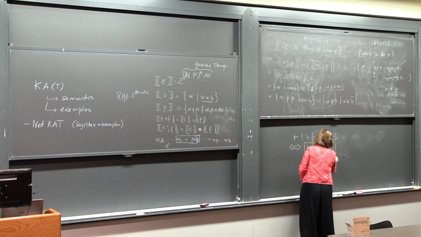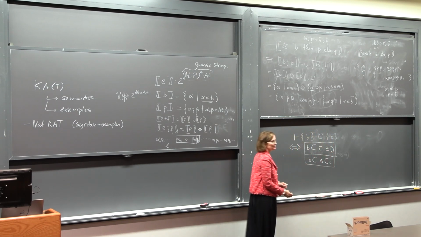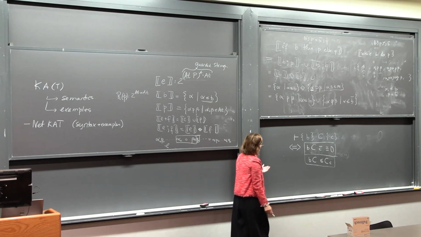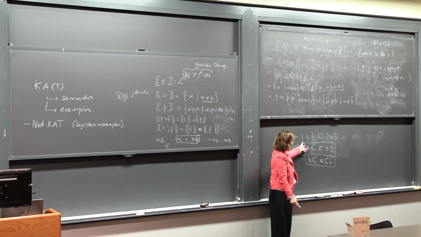So these are equivalent. It's kind of a fun thing to show that these are equivalent. This means that the reasoning power that you get in KAT subsumes propositional Hoare logic.